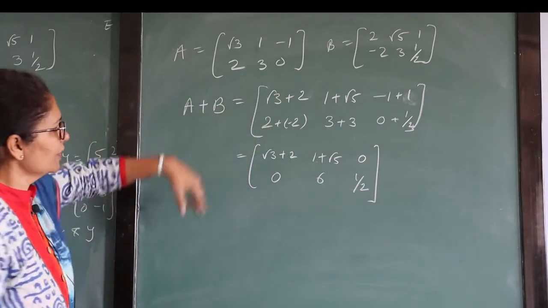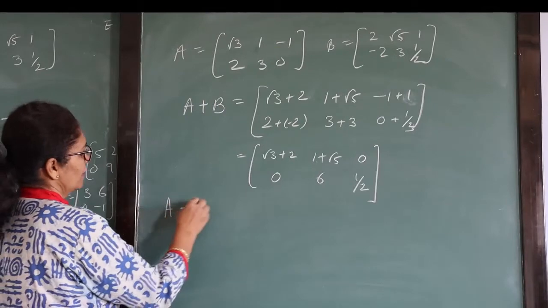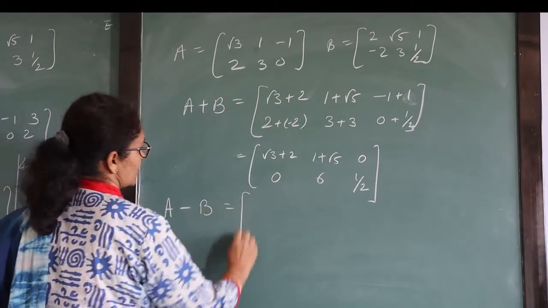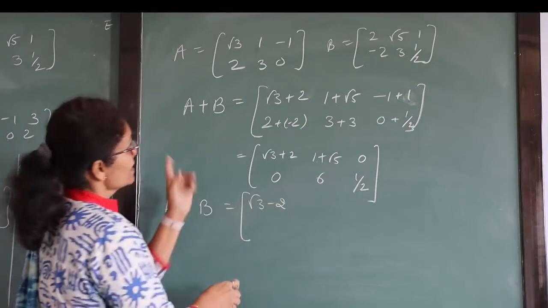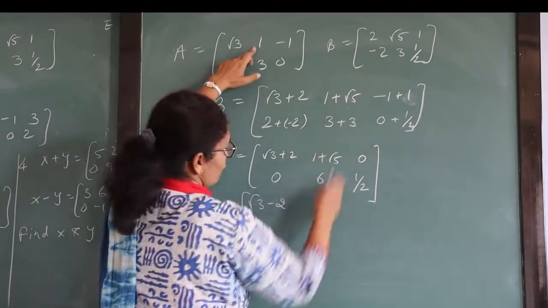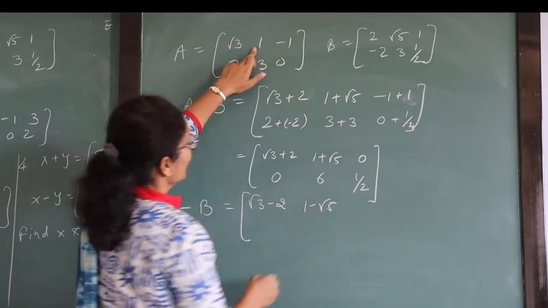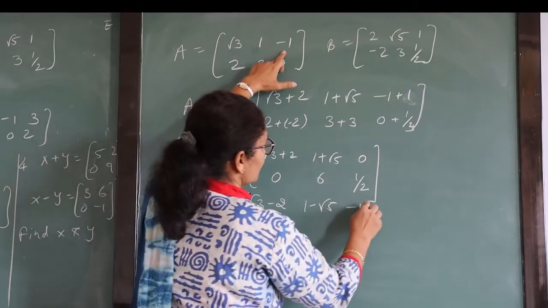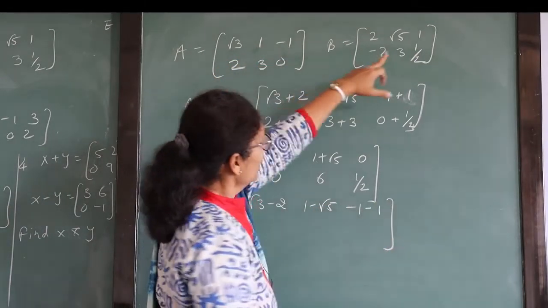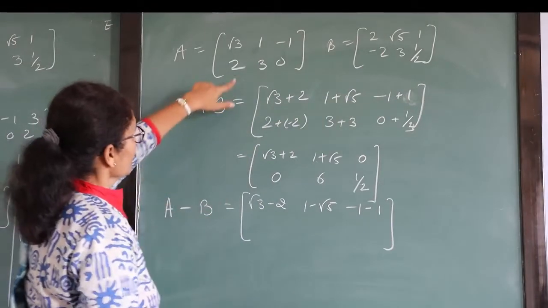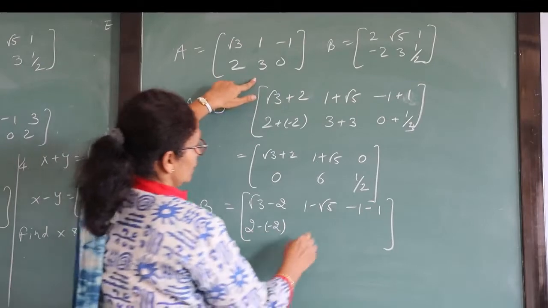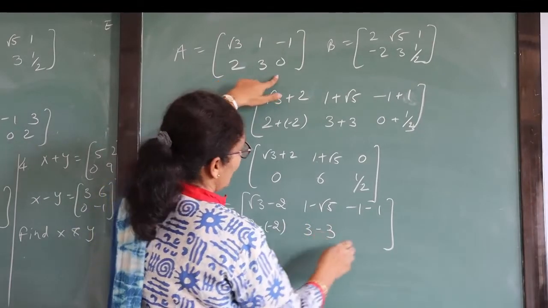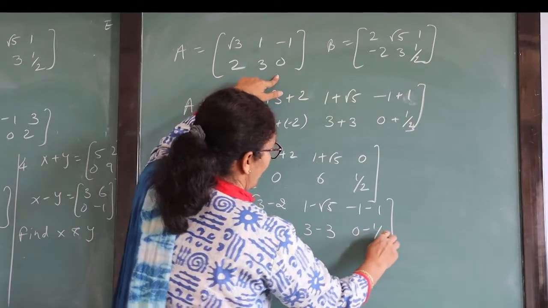Now the same operation we will perform with subtraction. Let's take subtraction. First is root 3 minus 2. Second is 1 and root 5, so 1 minus root 5. Third is minus 1 minus 1. Remember the minus sign we have used. Now 2 minus minus 2, 3 minus 3, and last 0 minus half.